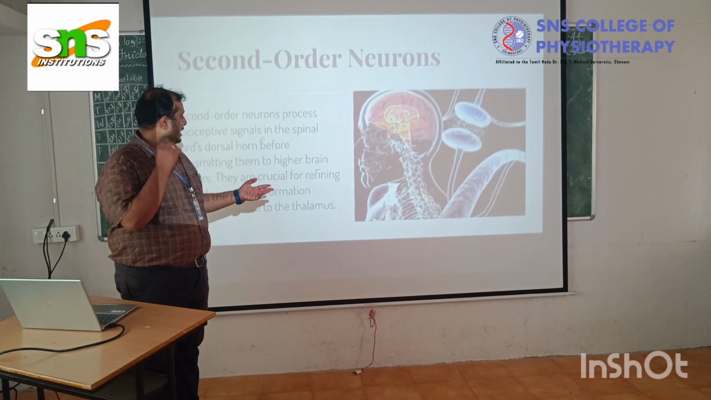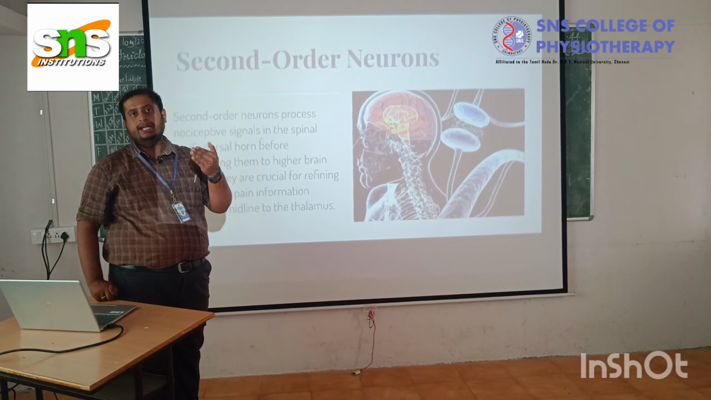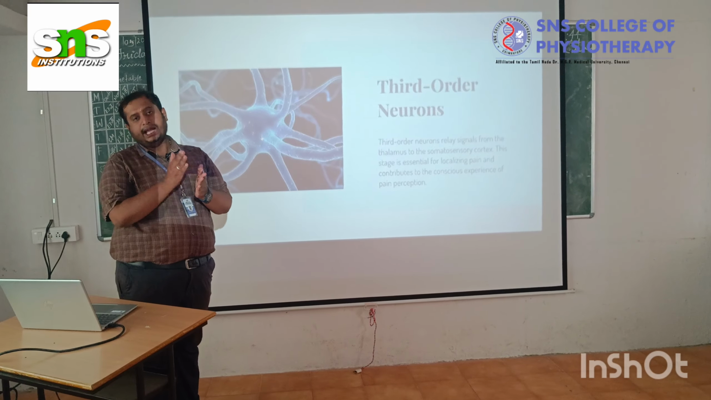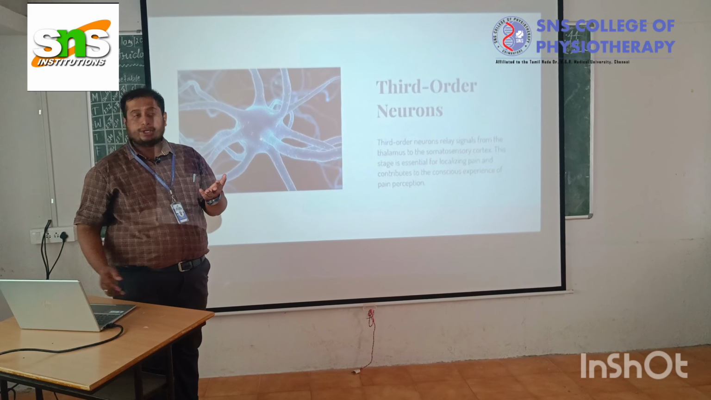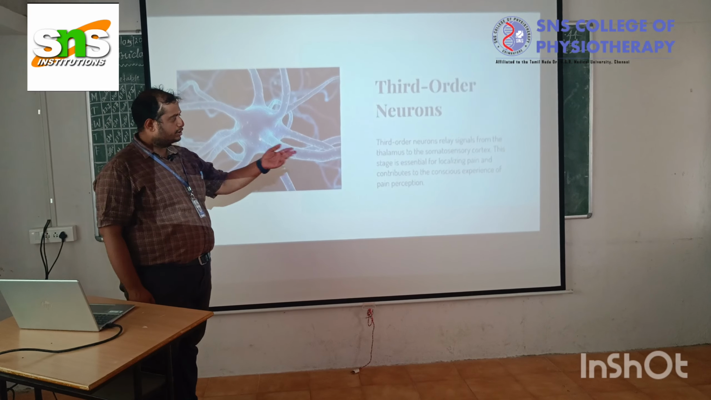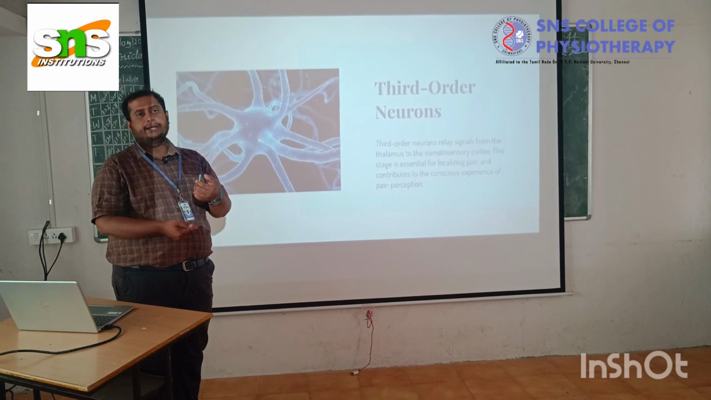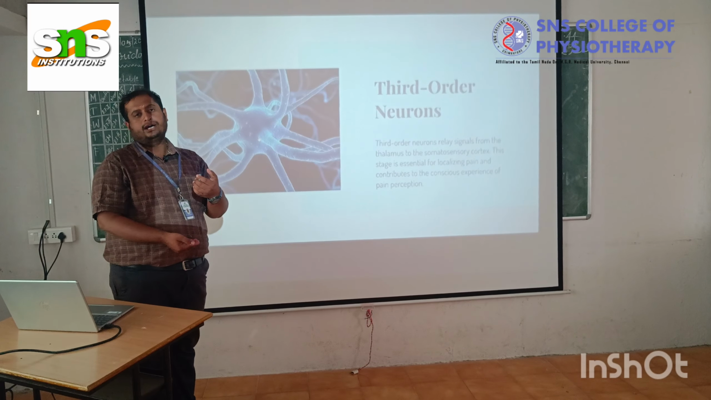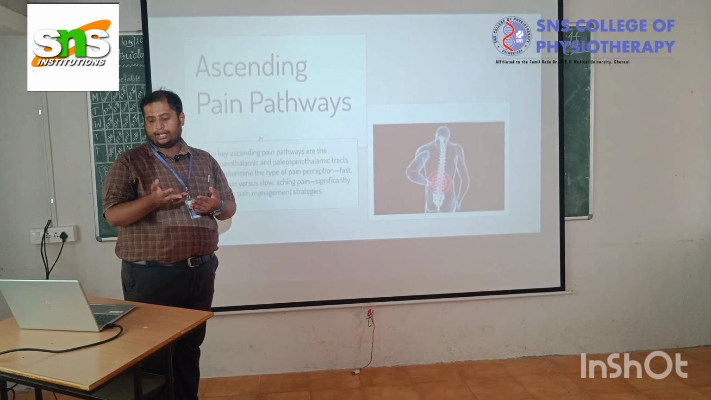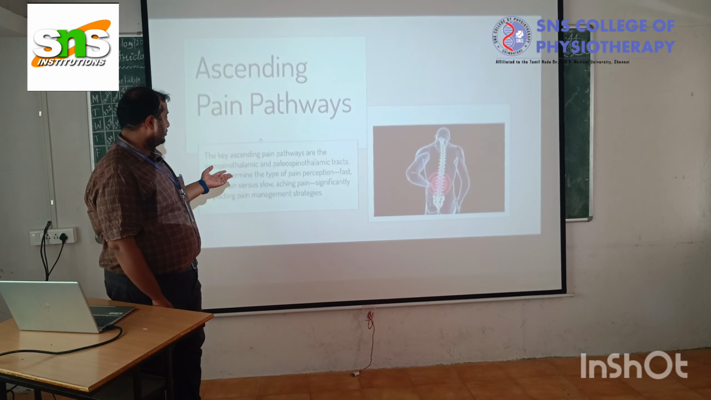The second order neuron goes to the thalamus, which is just below the higher center. Next, the third order neuron goes to the higher centers, like the somatosensory cortex. From the thalamus, it takes the pain stimulus to the somatosensory cortex. Then the pain is perceived. Then through the descending pathway, it gives the stimulus to the pain, and the pain is perceived by the organ.